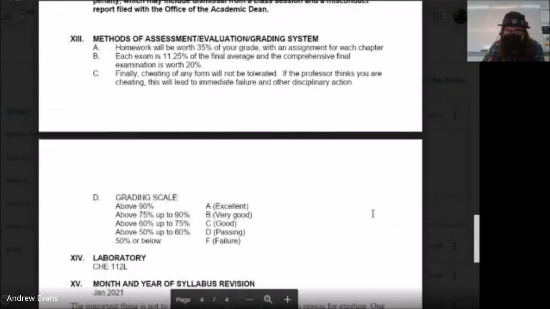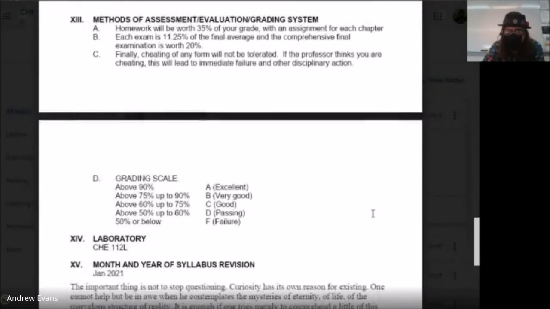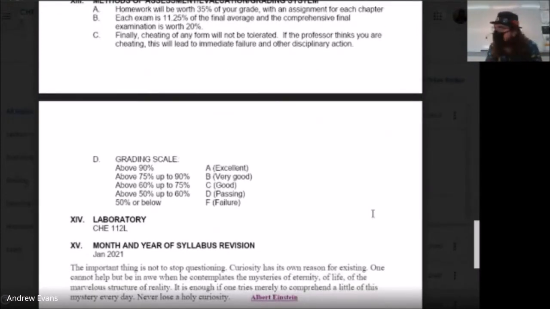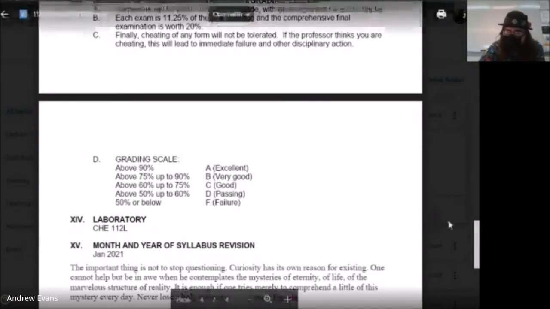The grade scale is 90% and up A, 75 to 90 B, 60 to 75 C, 50 to 60 D, 50 and below F. Really, you have to not do the homework and really bomb those tests to fail. You should be able to easily get a C or at least a B, especially if you do all the work. If you do reasonably well, I've given out a decent amount of A's.